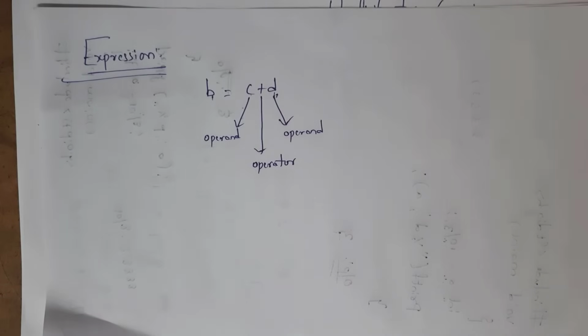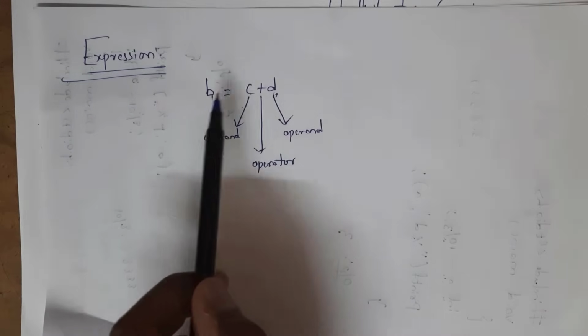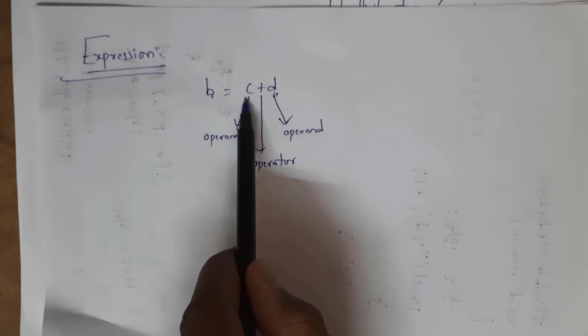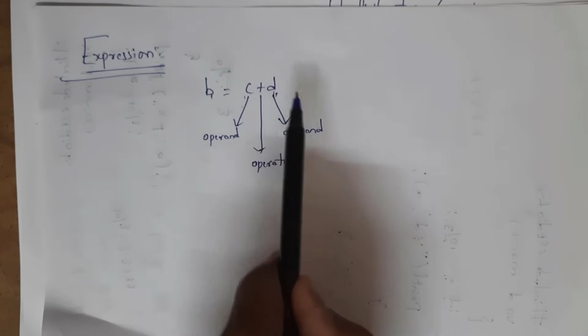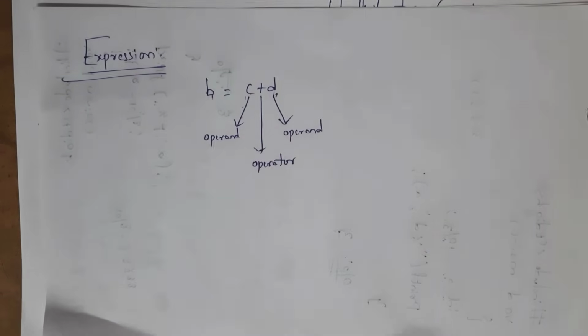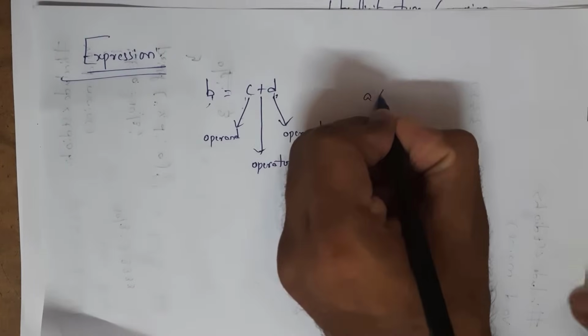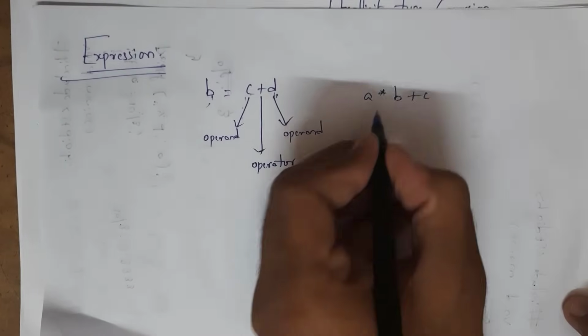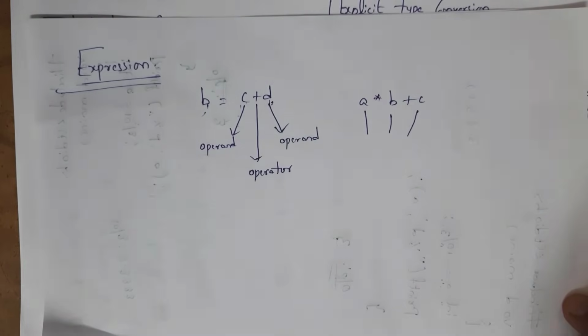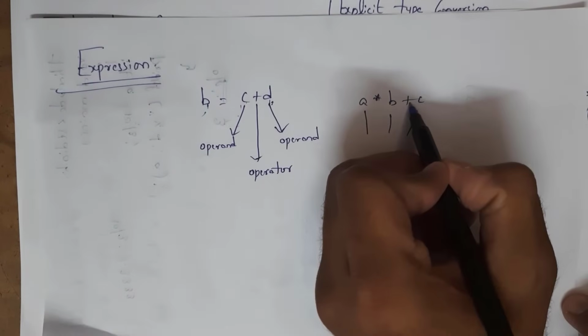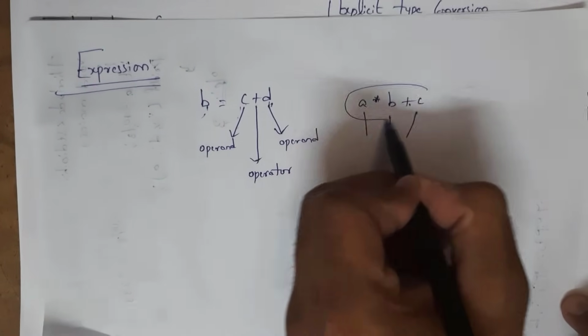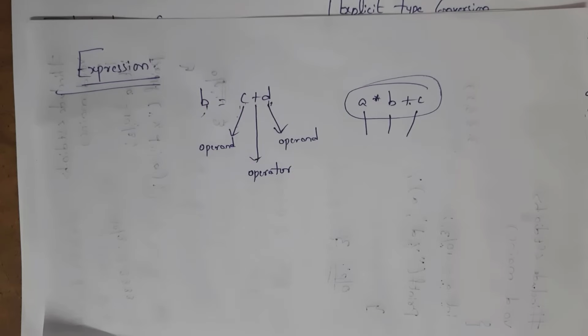Next I will explain what is an expression. Here I wrote b equal to c plus d. We call this c plus d an expression, where c and d are operands and plus is an operator, and b is a variable. Not only c plus d; for example, a into b plus c, we call a, b, c operands and into and plus operators. We call this an expression. A into b plus c is an expression.